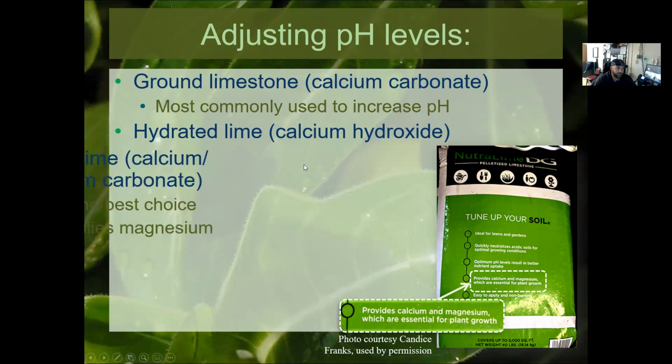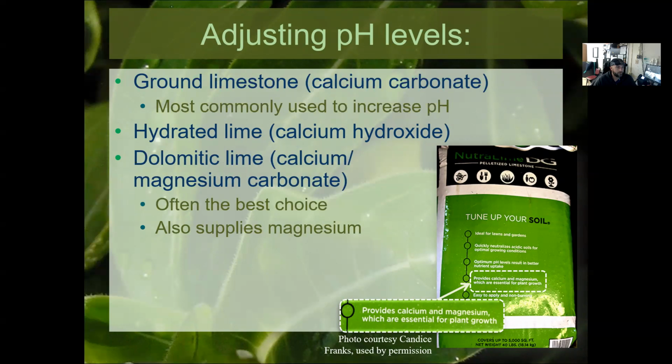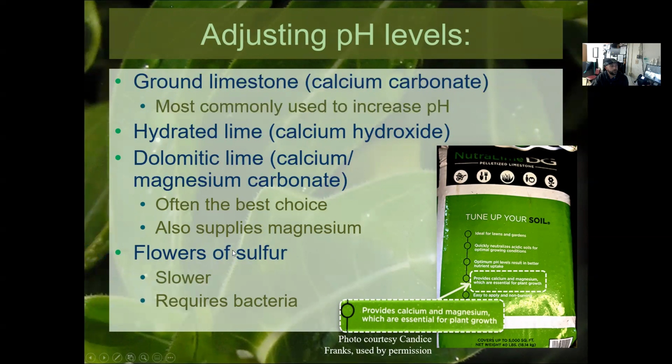Hydrated lime, calcium hydroxide, dolomitic lime, or calcium magnesium carbonate. This is often the best choice. It also supplies magnesium, so this is great for a greenhouse. Like I was saying before, ground limestone is going to be more for your yard, and this calcium magnesium carbonate is going to be more for your greenhouse. Flowers of sulfur is slower and requires a bacteria. We don't really get into that too much here in class, just because the process takes a little bit longer than the time we have granted. But anybody that wants to get into that, I will gladly go over it with more.